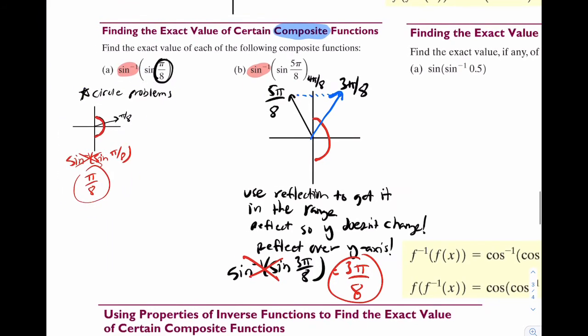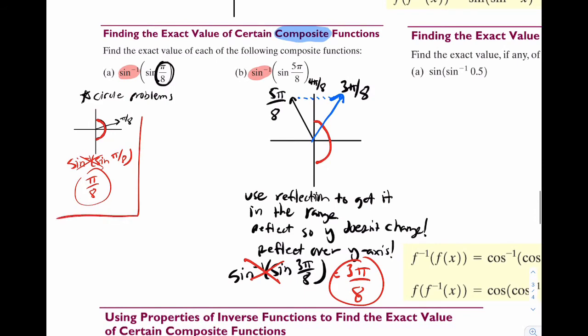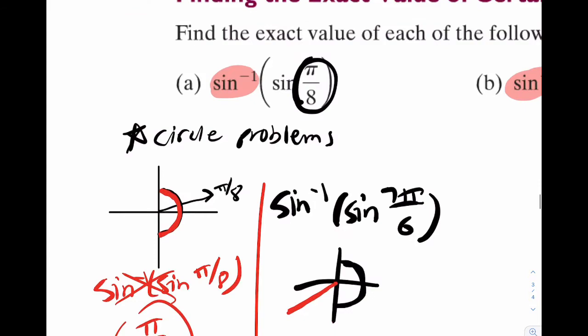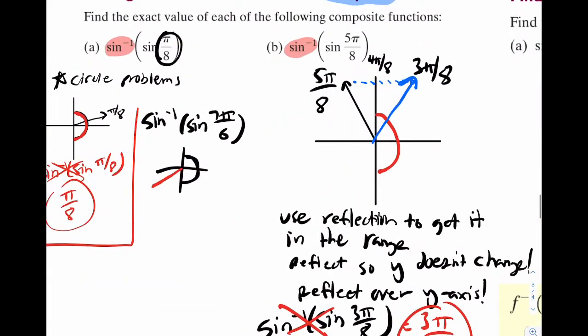I'll do one right here. Sine inverse of sine of 7 pi over 6. So I'll do the shorthand method now. So we highlight quadrants 1 and 4. I can see 7 pi over 6 is right here. That's clearly out of the range. So we're going to reflect it right there over the y-axis.